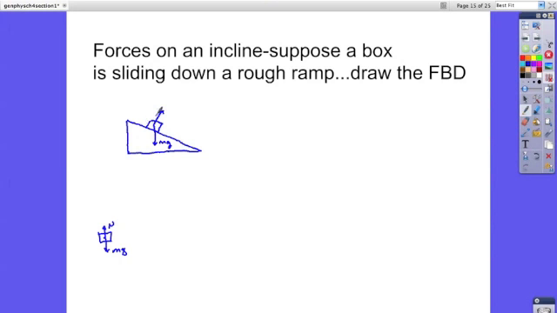So we have weight, we have the normal force, and it's a rough ramp, so we have to include friction. If it's sliding down the incline, if the motion is in this direction, then friction will oppose that motion, and so the friction arrow will be in that direction. And I like to label friction with a lowercase f. If you want to label it like that, you certainly can.